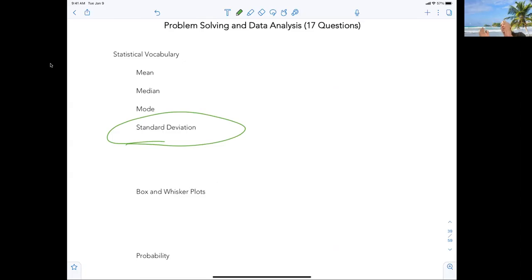Standard deviation is just how close your numbers are together, right? The further apart your numbers are, the bigger the standard deviation. All right, that's all that means. Now, again, if you haven't had statistics, you would never know that. So that's why I feel like it's kind of silly to put these questions on there. I'd say there's one question every other test on standard deviation, so it's not really even a big deal.